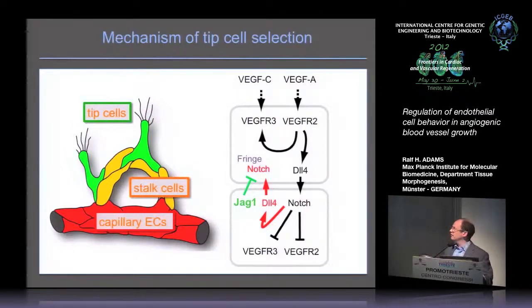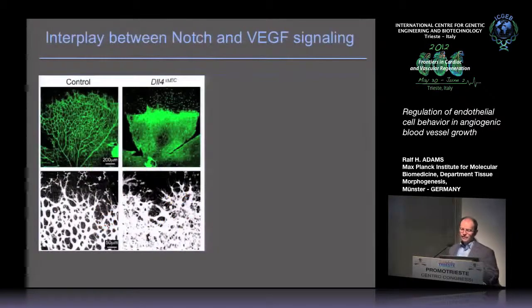So is it really this link that is responsible for the different behaviors of tip and stalk cells? We did a couple of genetic experiments again, and what I'm showing you here is a control retina at postnatal day 6. Here, in this case, we induced endothelial cell-specific delta-like 4 mutants. So this is again a postnatal gene targeting experiment. And what happens, and you can appreciate that easily, is this tremendous overgrowth and over-sprouting of endothelial cells, which leads to a very dense network.